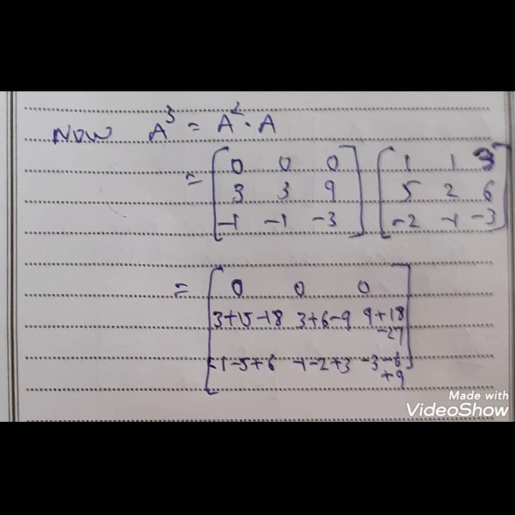If A cube equals 0, then it will be a nilpotent matrix, because we know that if A raised to m equals the 0 matrix, then it is a nilpotent matrix, and m is considered the index of a nilpotent matrix. So now let us discuss A cube, that is A square into A. A square is 0 0 0 first row, 3 3 9 second row, minus 1 minus 1 minus 3 third row. A is 1 1 3 are the elements of the first row, 5 2 6 are the elements of the second row, and minus 2 minus 1 minus 3 are the elements of the third row.